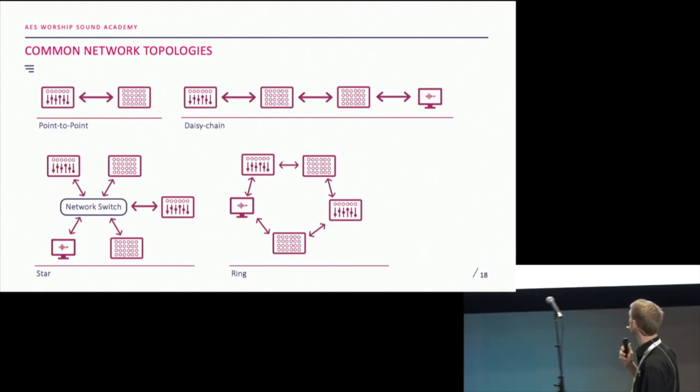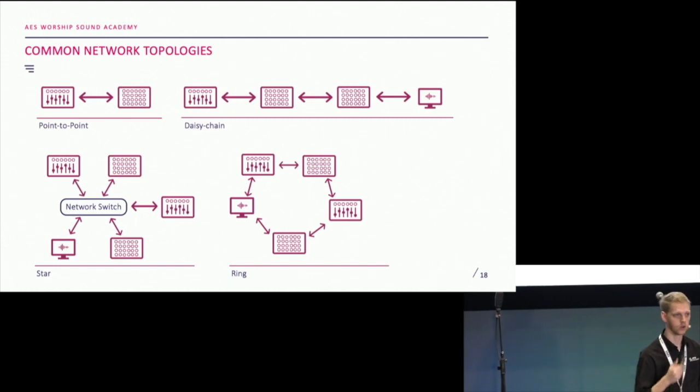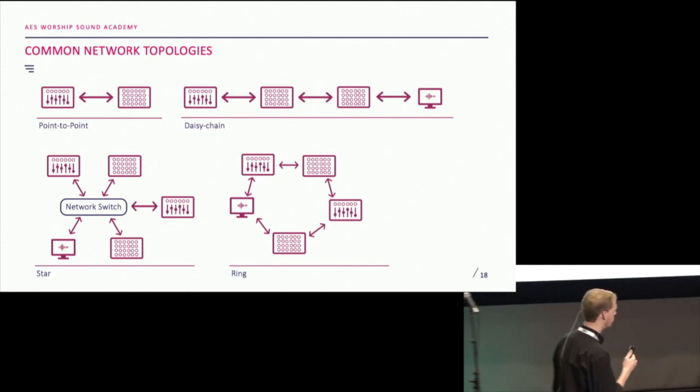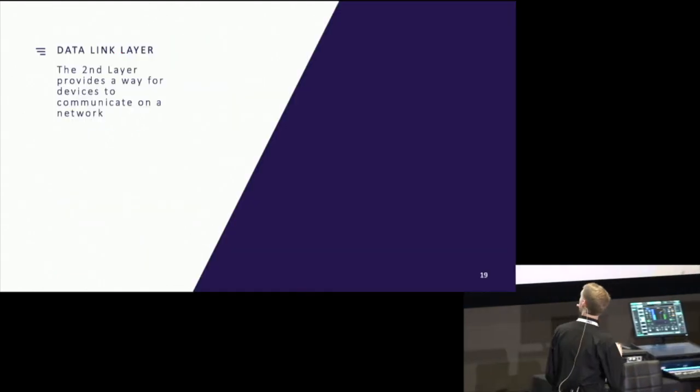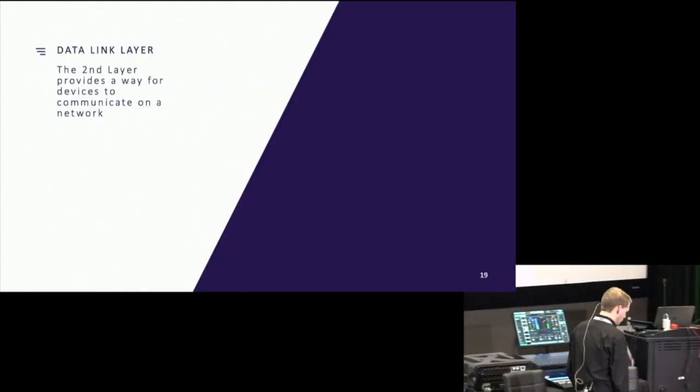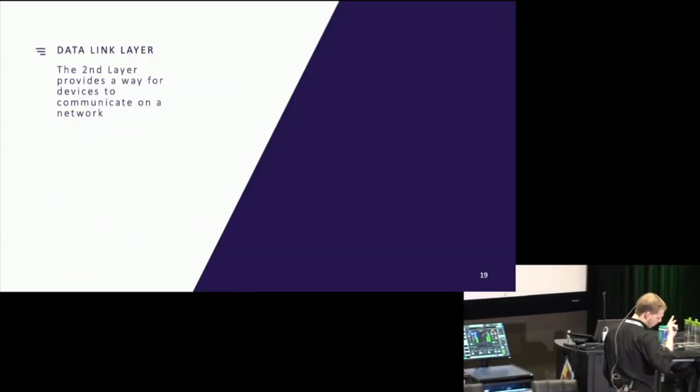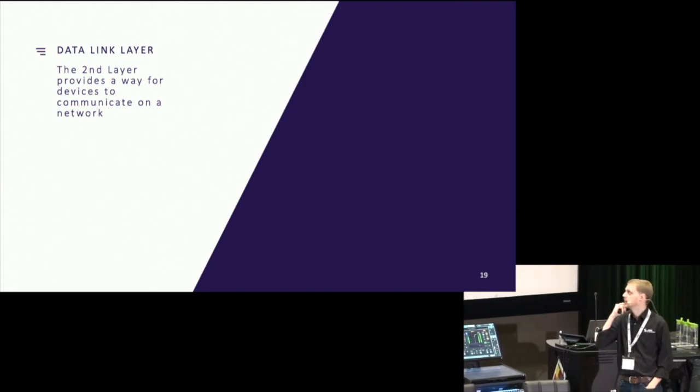Making some sense. Now we're starting to see, hey, we're going to build up a network so that we can actually process some audio so that our really awesome band can play out of the speakers. So we get into the second layer of the model, which is the data link layer.